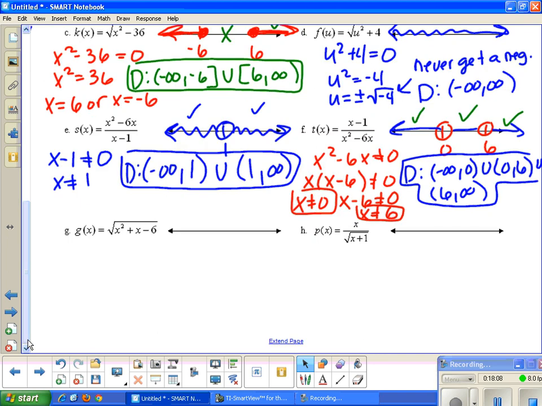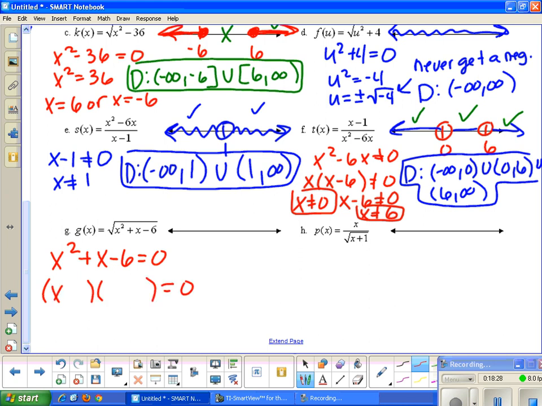No variables in my denominator this time. However, I do have variables underneath an even root, so I have to take that. And since it's not in my denominator, I can go ahead and set it equal to 0. How do I solve this? I can use the quadratic formula. That's going to take you a lot longer than just factoring in this case. So I'm going to factor this.